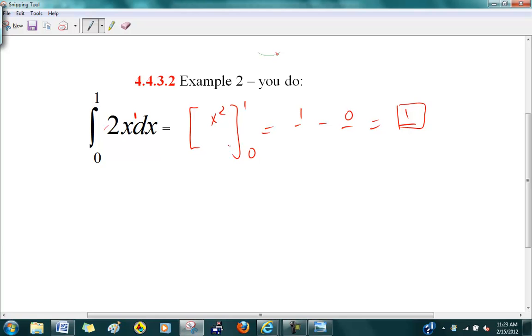So notice how the definite integrals are written. Once you've done the antiderivative, the limits go out here. The limits go out here.